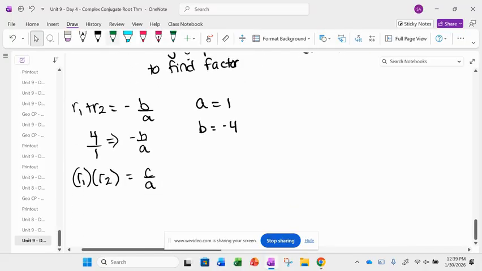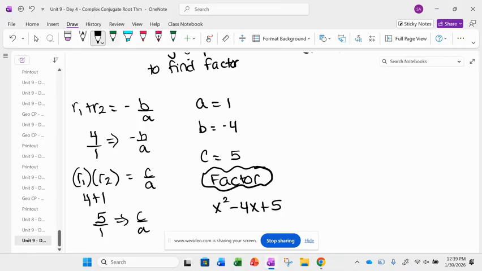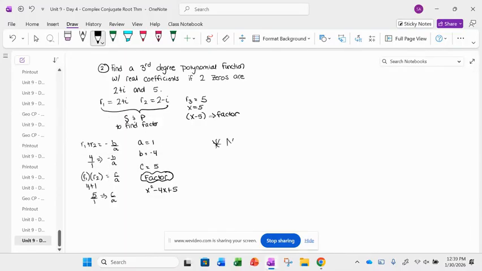So we're going to have a squared plus b squared. So that's 4 plus 1 is 5 over 1 equals c over a. So our c is 5. So our factor is going to be x squared minus 4x plus 5. And now we're going to multiply the factors together. So I'm going to have x minus 5 times x squared minus 4x plus 5.